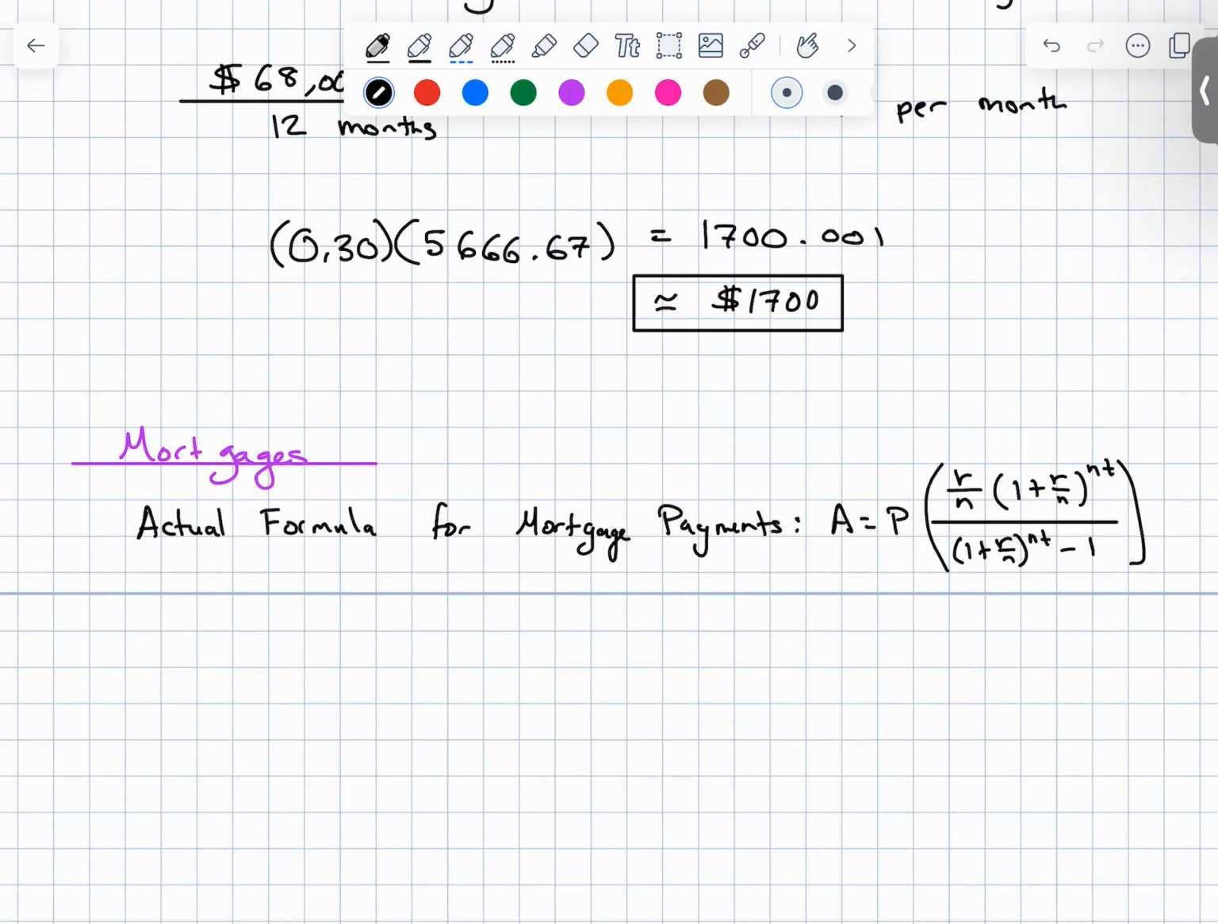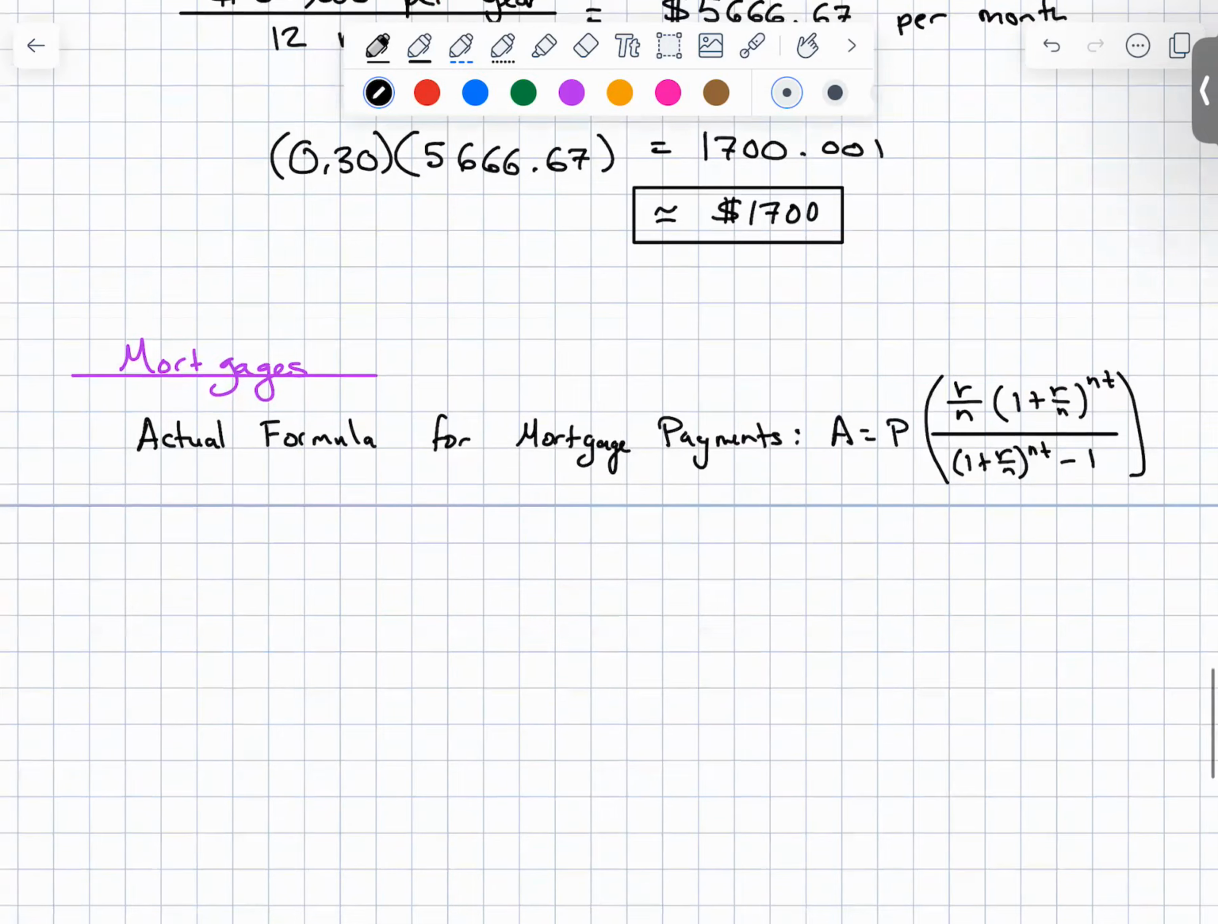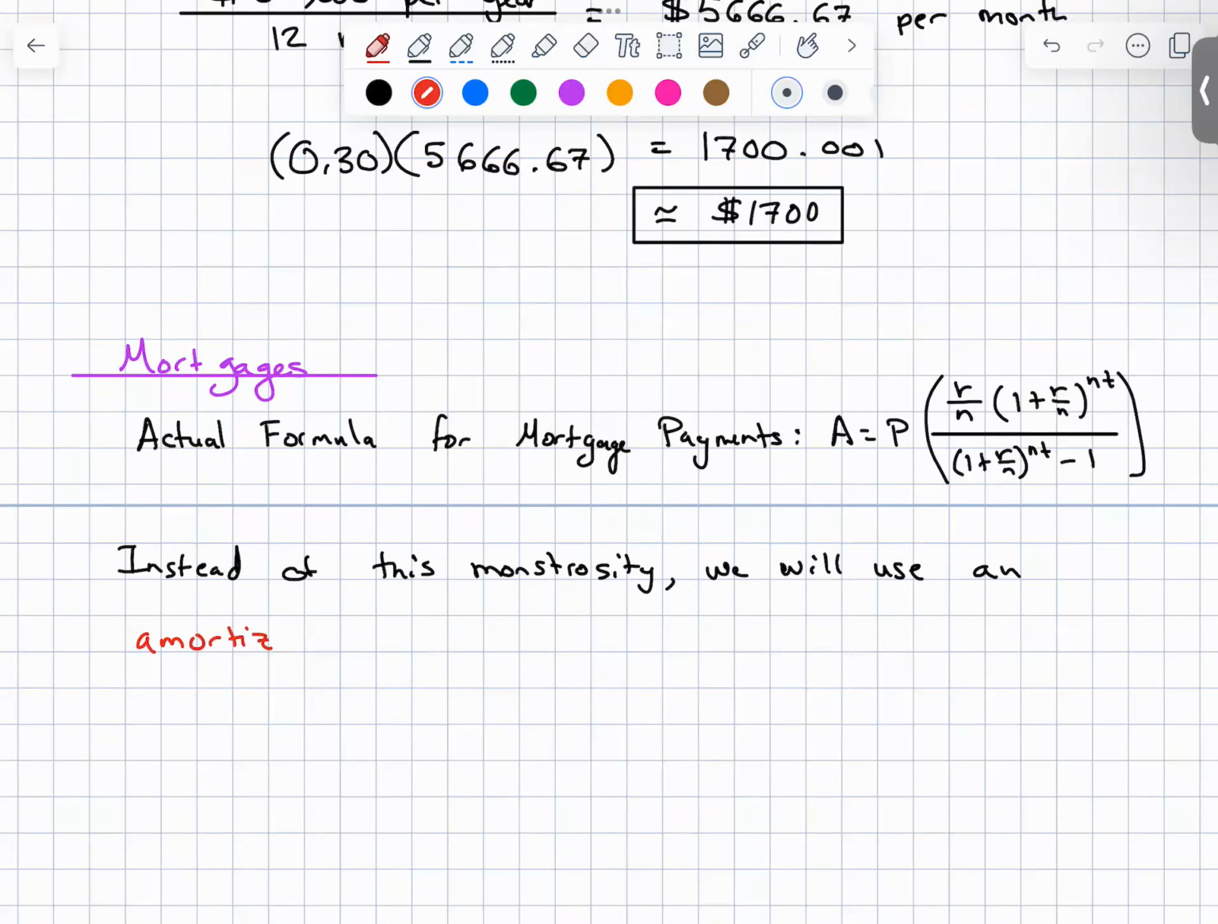So you're not going to have to use that in this class. There are far too many places where you can make a small error. And plus there's plenty of calculators out there for this. So I'm going to show you a quick way around it. So instead of this monstrosity, we will use an amortization table. That's what that formula is actually called.